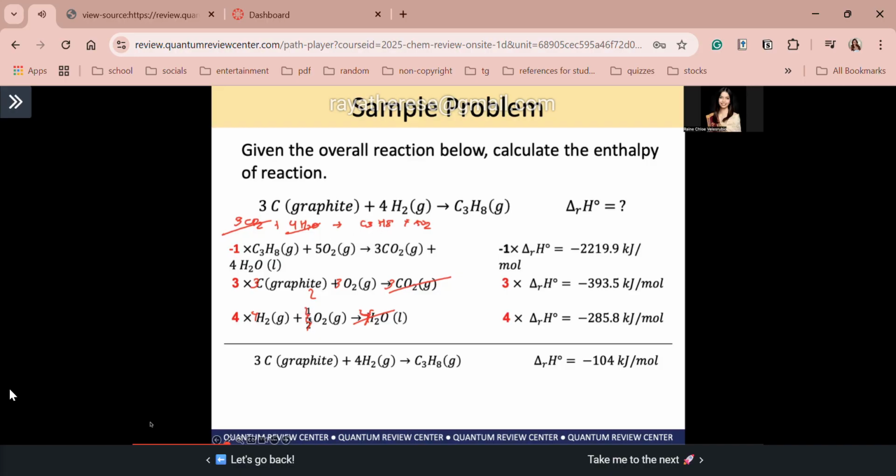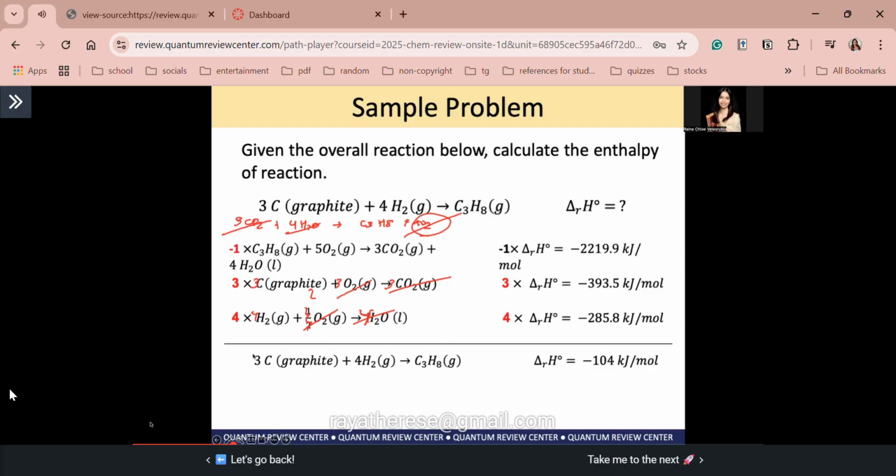For 2O2 naman, you have a total of 5O2 on the reactant side. Sa product side naman, you have a total of 5O2 as well sa inyong reaction 1. Therefore, maka-cancel mo ang O2 dito, O2 dito, and O2 na to. O ano lang yung natira, guys? It's 3C graphite plus 4H2 produces C3H8.